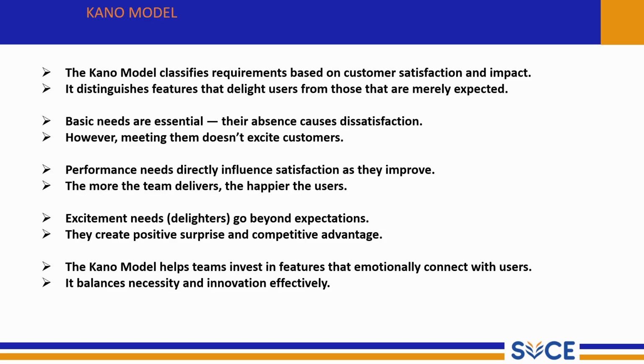The Kano model classifies the requirements based on customer satisfaction and impact. The Kano model is a prioritization technique that helps the teams understand which features will satisfy users the most. It focuses on customer experience and emotional response to features. It distinguishes features that delight users from those that are merely expected.